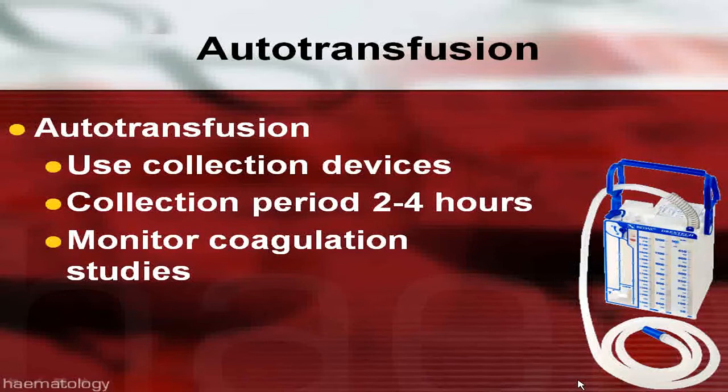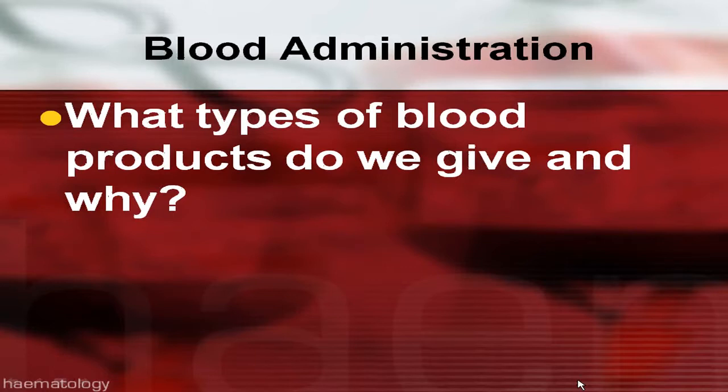It can't be any more than that because you put the client at risk of bacterial infection. They have to monitor the coagulation studies as well to make sure that you're not going to have clotting going on, bizarre things going on that you're reintroducing into the client. But that's autotransfusion. Now, what types of blood products do we give and why?